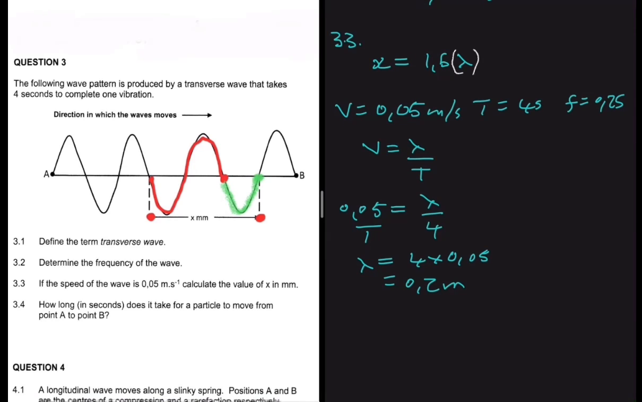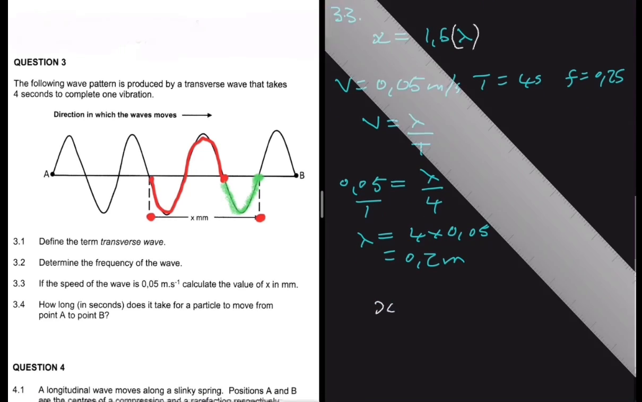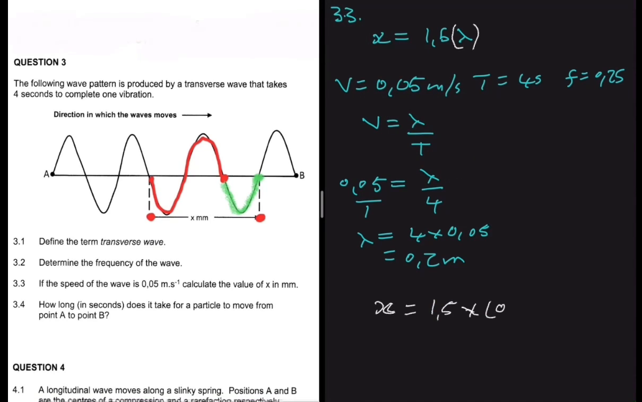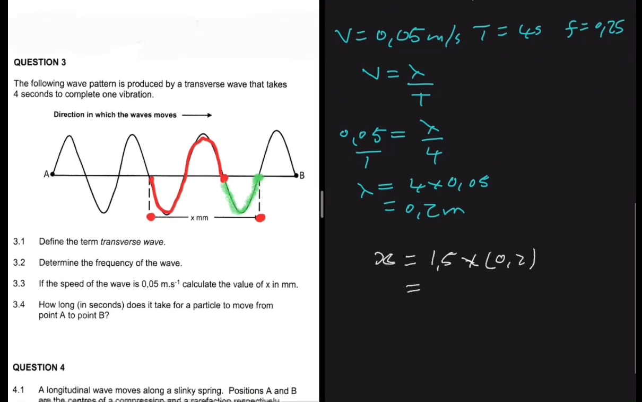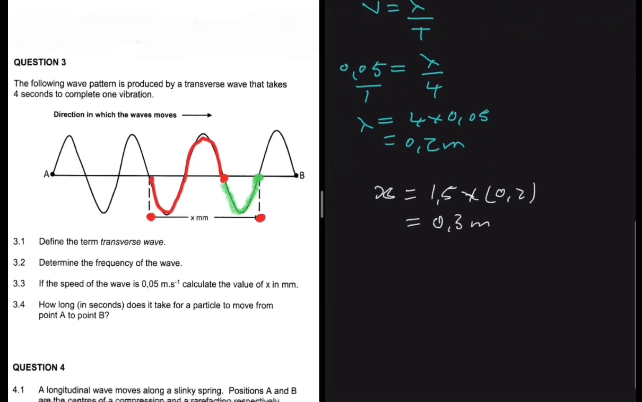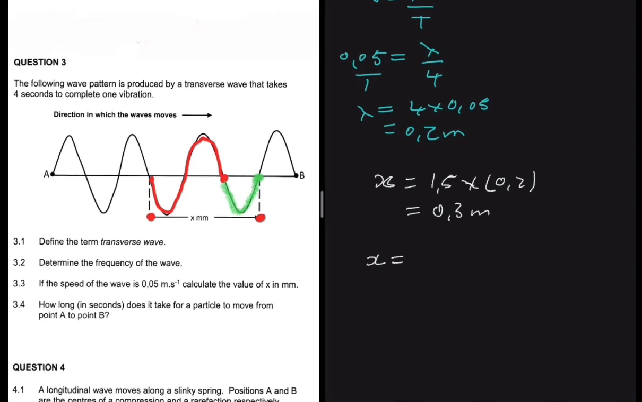So now we can go ahead and say that x will be equal to 1.5 multiplied by 0.2, right? What the wavelength is. And then if you compute that, we should get 0.3 meters, right? But then let's not forget, our question says that we need the value of x in millimeters and not in meters, right? So we're just going to say that x is equal to 0.3 multiplied by 1,000, right? So this should be equal to 300 millimeters. So that's how we essentially solve this kind of problem.